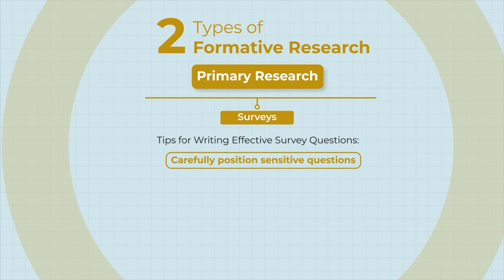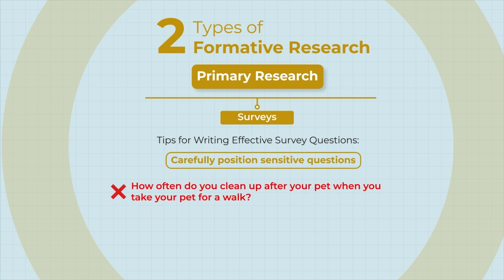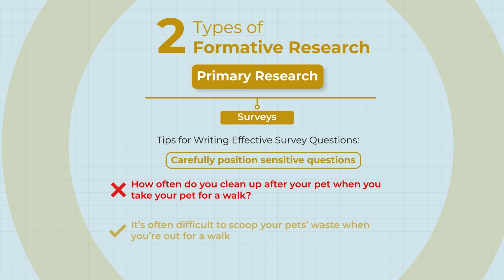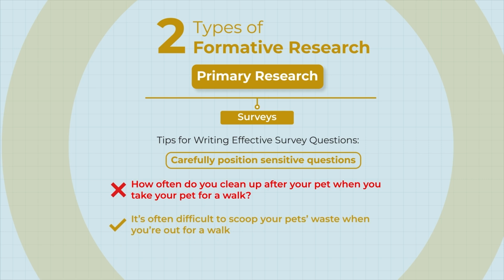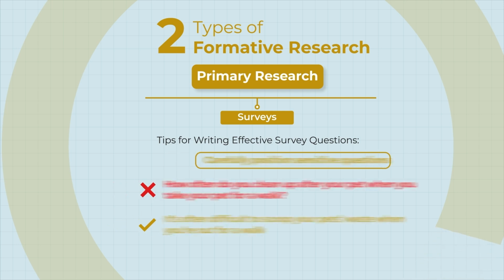For example, instead of just saying, "How often do you clean up after your pet when you take your pet for a walk?" you might instead start with, "It's often difficult to scoop your pet's waste when you're out for a walk." Then ask the question. This lets them know that it's understandable if they can't always pick up after their pet.